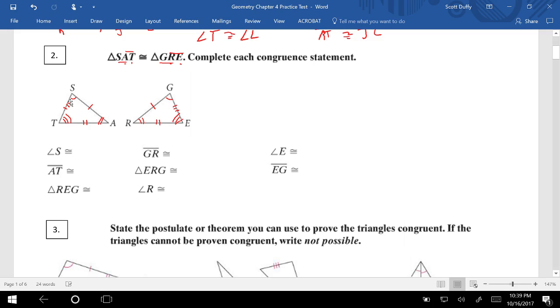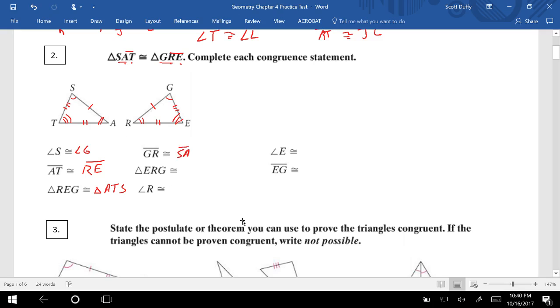So angle S is congruent to G. AT, the bottom, is congruent to RE, the bottom. Triangle REG, we're doing REG, what corresponds with R is A, what corresponds with E is T, and what corresponds with G is S. GR is corresponding to SA.